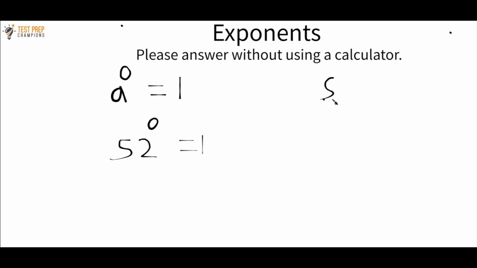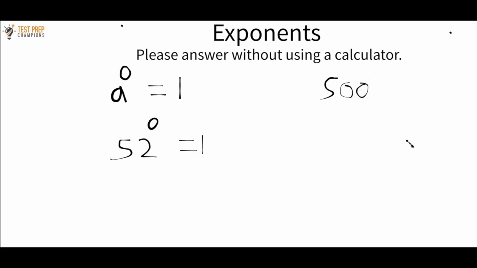Let's try 500. It doesn't matter, any random number, just pick it out, and if you raise it to the power of 0, it equals 1. I don't care if you use, let's say, 29. 29 raised to the power of 0 equals 1. So you should know that if you raise any number to the power of 0, it just equals 1.